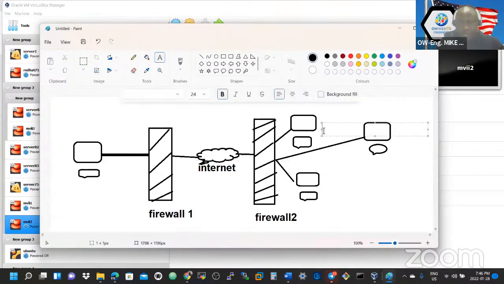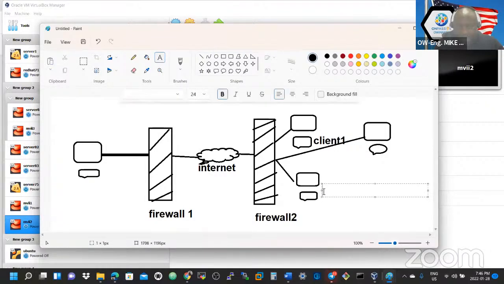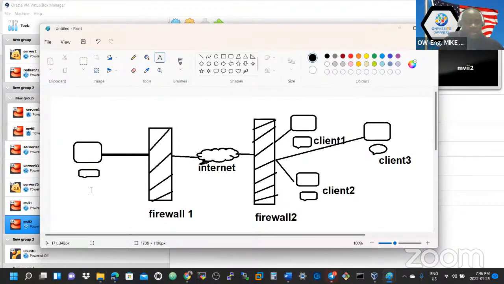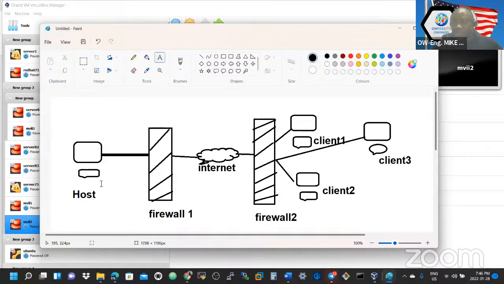And over here we have client one. That client can be any kind of service. And we have client two, and let's say client three right here. Now, this is the main server, the host. For instance, let's say our host is hosting our websites. It has firewall number one and firewall number two.